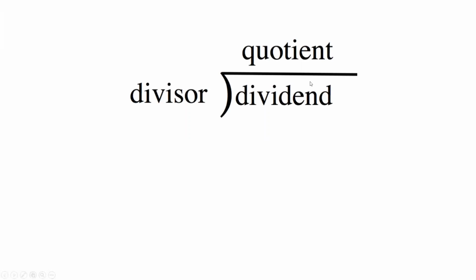So remember, inside is your dividend. This is what you start with. Outside is your divisor. This is what you're making groups of or what you're splitting between. And then your quotient's your answer.